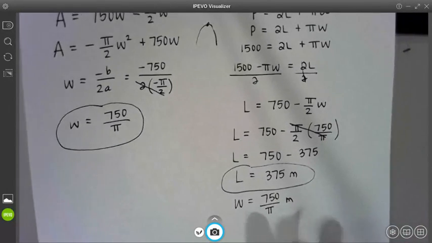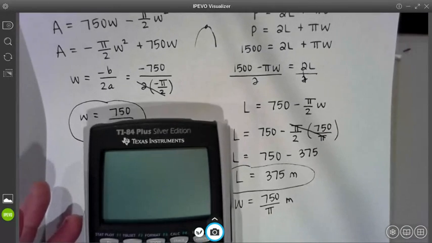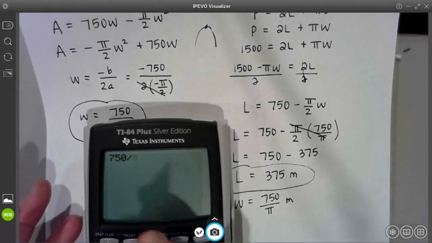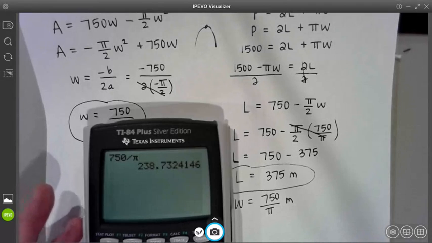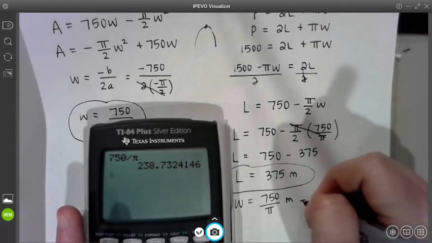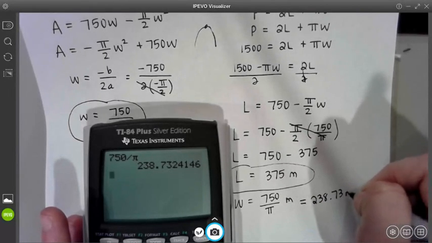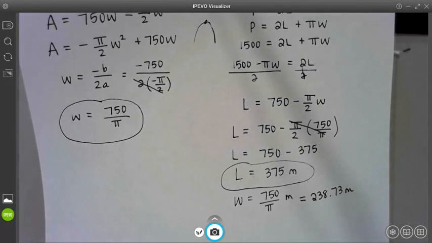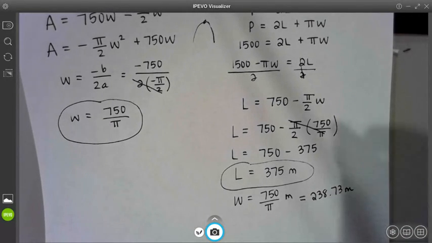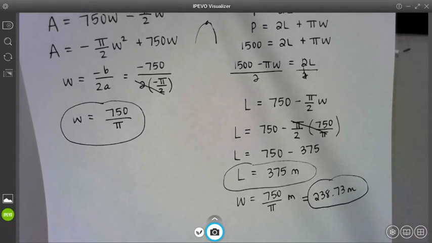meters. Now they might ask you for rounding this to the decimal. So now if I ask my calculator, what's 750 divided by pi? It's 238.73 meters. So again, I can't remember, they may ask you to round that answer. And then I think they just have you list them on the homework with a comma. They just have you list them. Doesn't matter which one's first, with a comma in between.